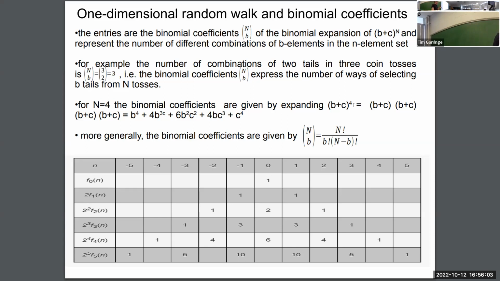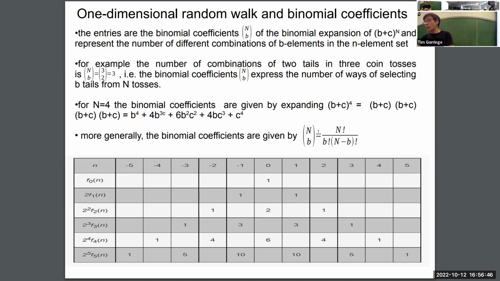So every row in Pascal's triangle are the coefficients of this expansion, and every row in Pascal's triangle are the possible combinations that lead to a certain displacement from the origin. And so recognizing that is a way of calculating the probability distribution if you know the binomial coefficients.